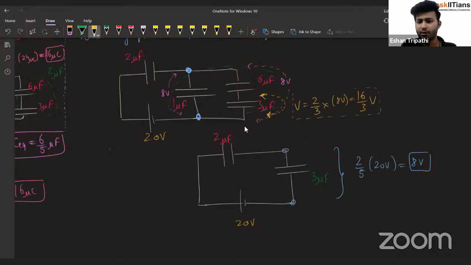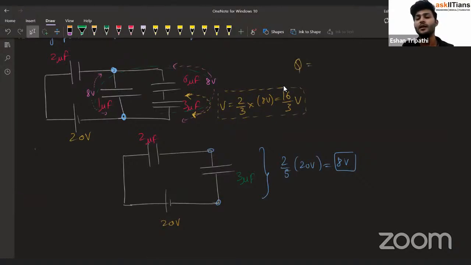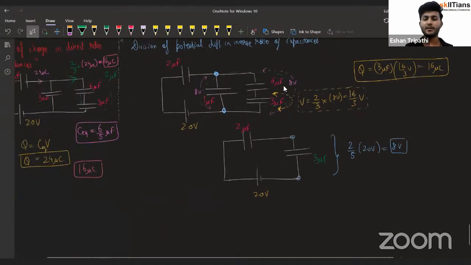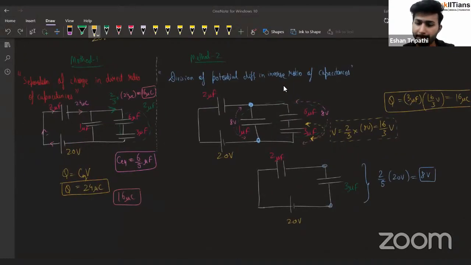That is also fine, but I want to teach this method. Yes, Anshu. In fact, better than that is using the first method itself. So guys, voltage over this one is going to be 16/3. You know the capacitance. So charge over this one is going to be 3 microfarad multiplied by 16/3 volts. That is 16 microcoulomb, the same answer. Now what I did was I divide this 20 volt into this and this combination, and then further split this 8 volt in both of these. That's how you can do it.